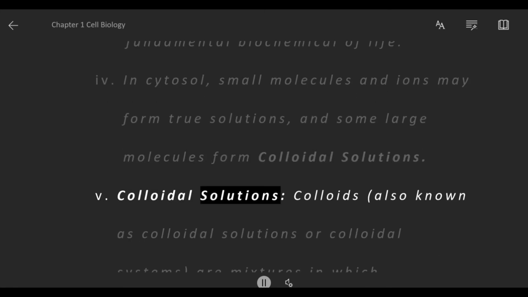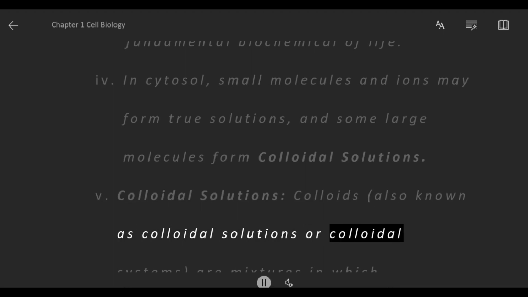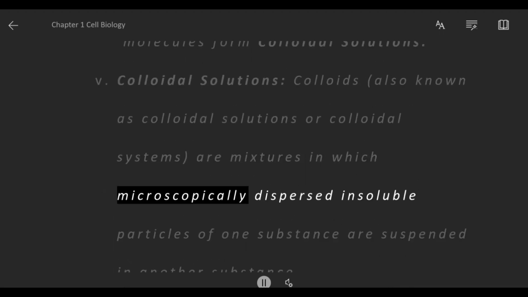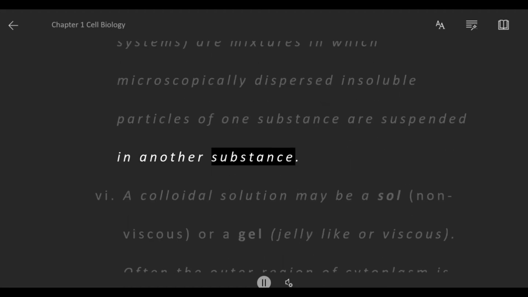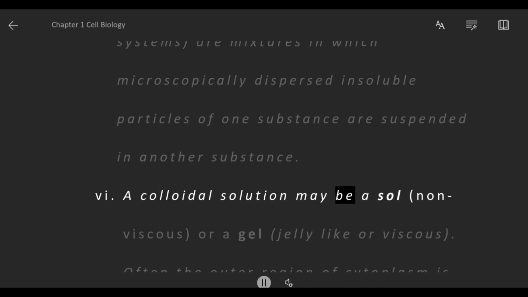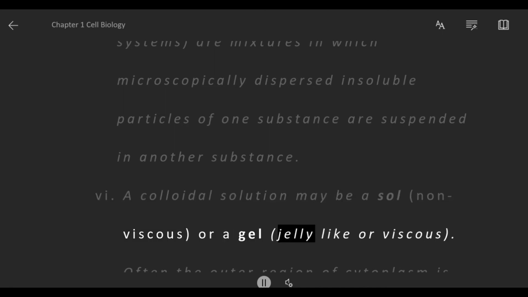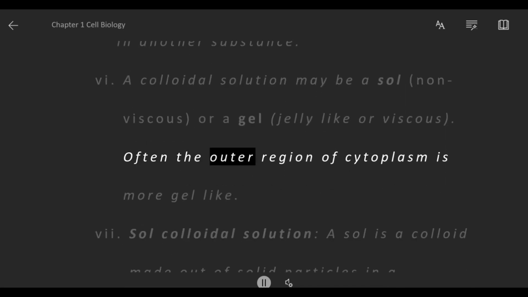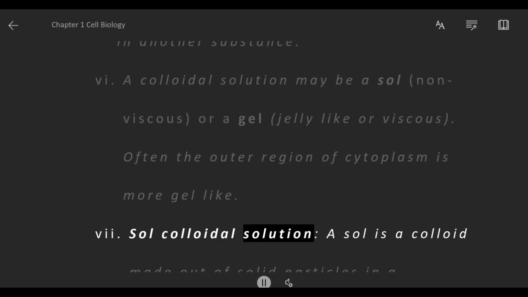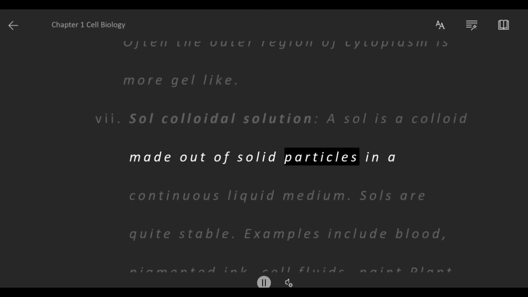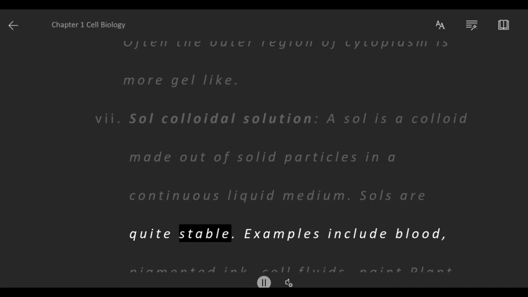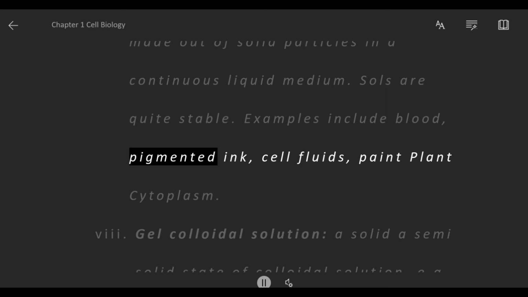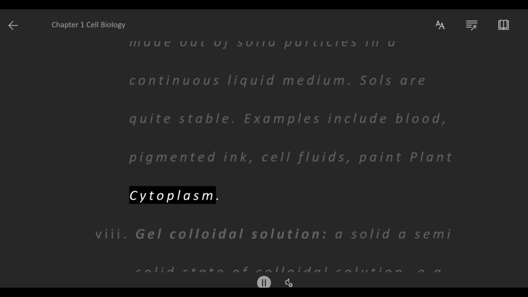5. Colloids, also known as colloidal solutions or colloidal systems, are mixtures in which microscopically dispersed insoluble particles of one substance are suspended in another substance. 6. A colloidal solution may be a sol, non-viscous, or a gel, jelly-like or viscous. Often the outer region of cytoplasm is more gel-like. 7. Sol colloidal solution. A sol is a colloid made out of solid particles in a continuous liquid medium. Sols are quite stable. Examples include blood, pigmented ink, cell fluids, paint, plant cytoplasm.